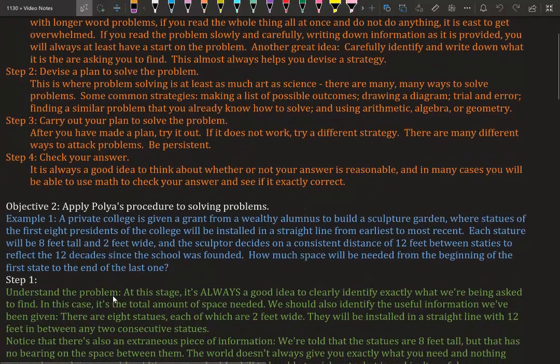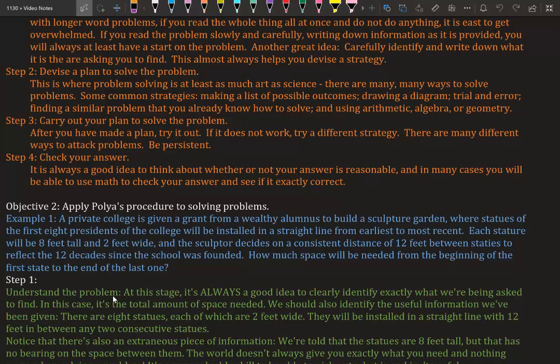Step 2. Devise a plan to solve the problem. This is where problem solving is at least as much art as science. There are many ways to solve problems. Some common strategies: making a list of possible outcomes, drawing a diagram, trial and error, finding a similar problem that you already know how to solve, and using arithmetic, algebra, or geometry.